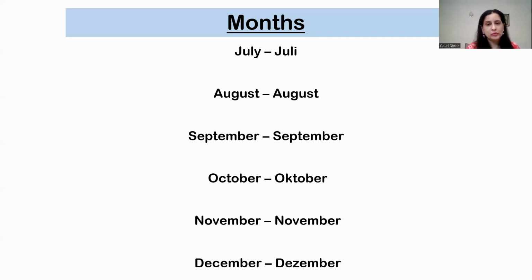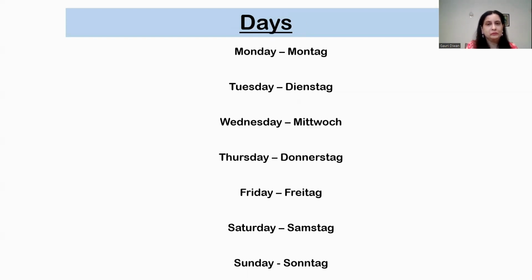Then comes October. In Oktober only, instead of C, there is a K. It is pronounced the same way as K, but O is pronounced as O in German. Then November, it is the same. Now December, it is Dezember, because there is a Z instead of C.